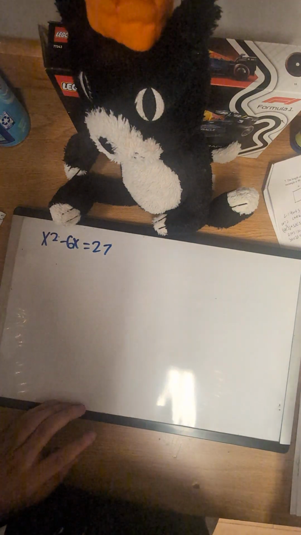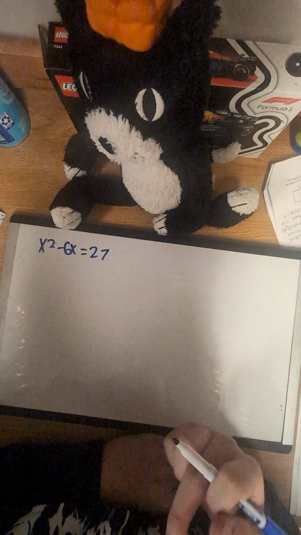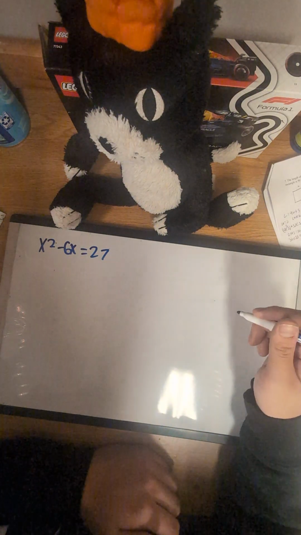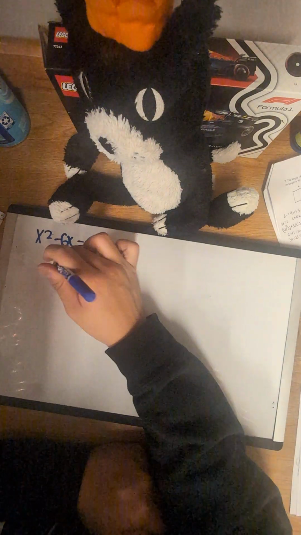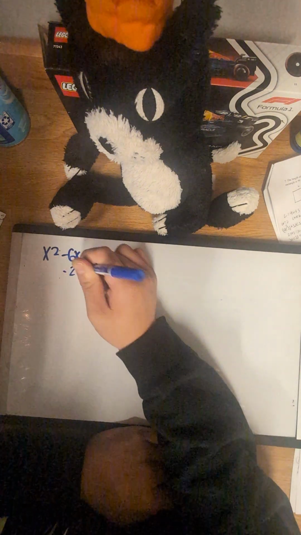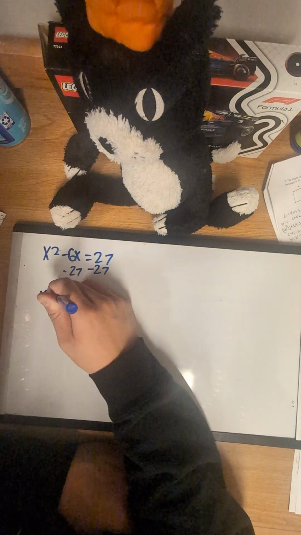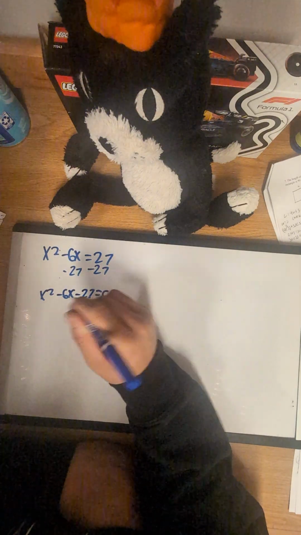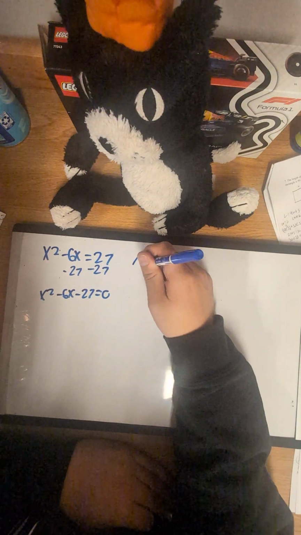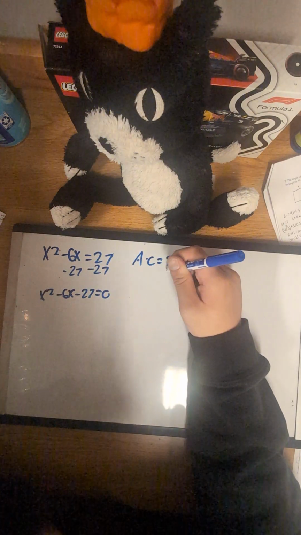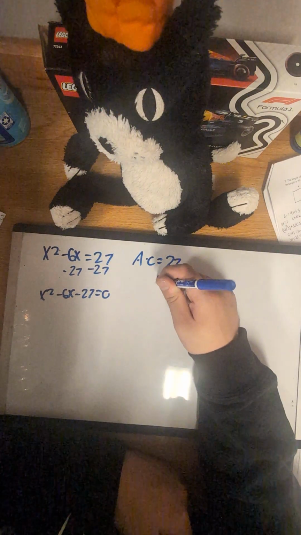And we're going to solve this using 3 different methods. The first one is my personal favorite, and we're doing the factoring method. In order to do the factoring method, we're going to move this over to this side and set it all to 0. So minus 27 gives us x squared minus 6x minus 27 equals 0. Cannot factor out any more, so we're going to do AC. That should equal 27.